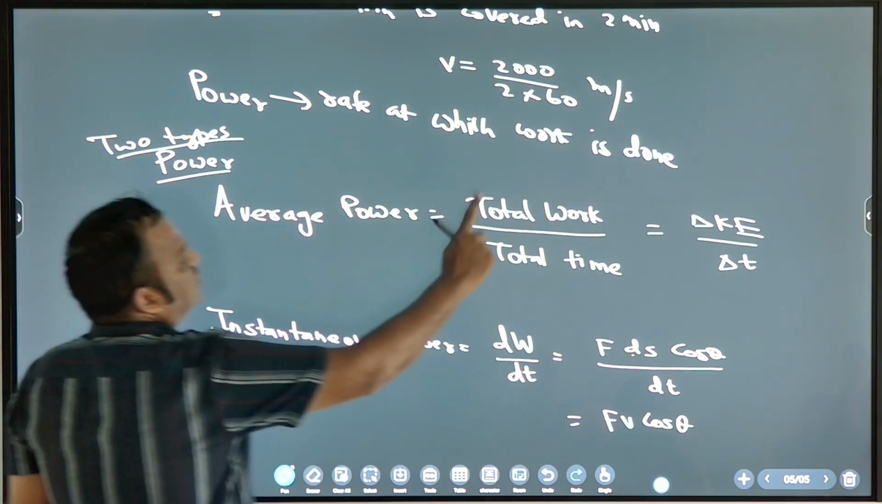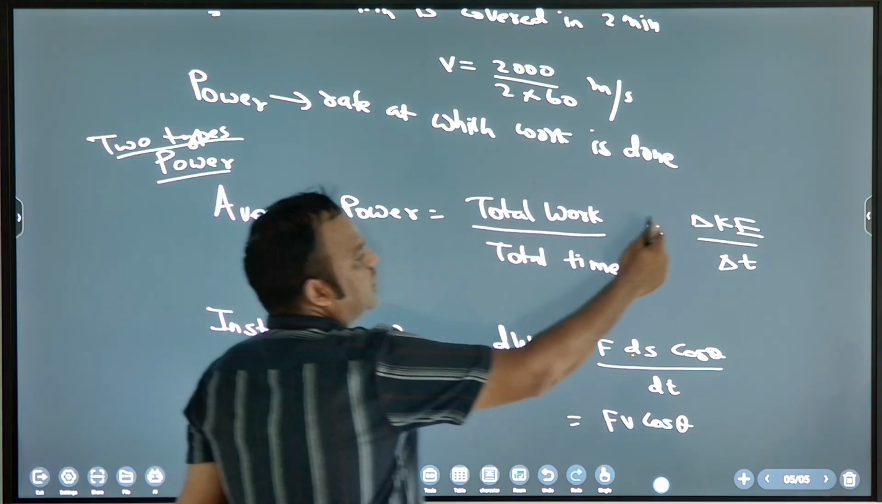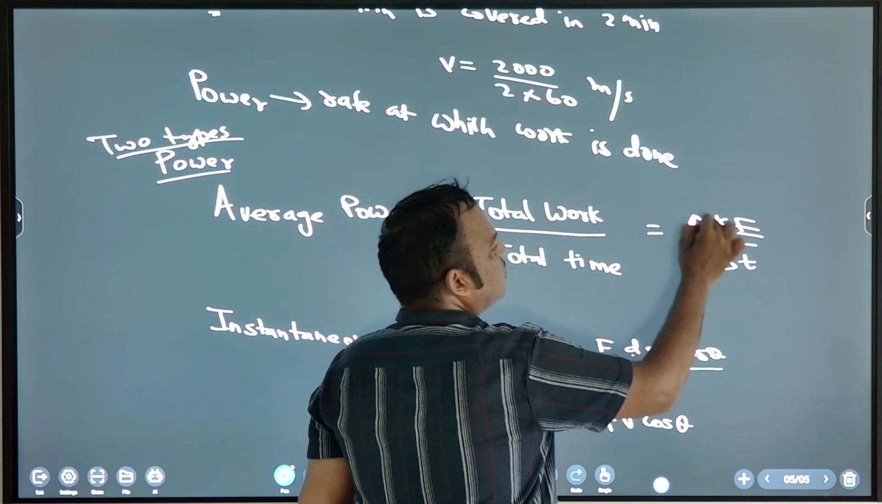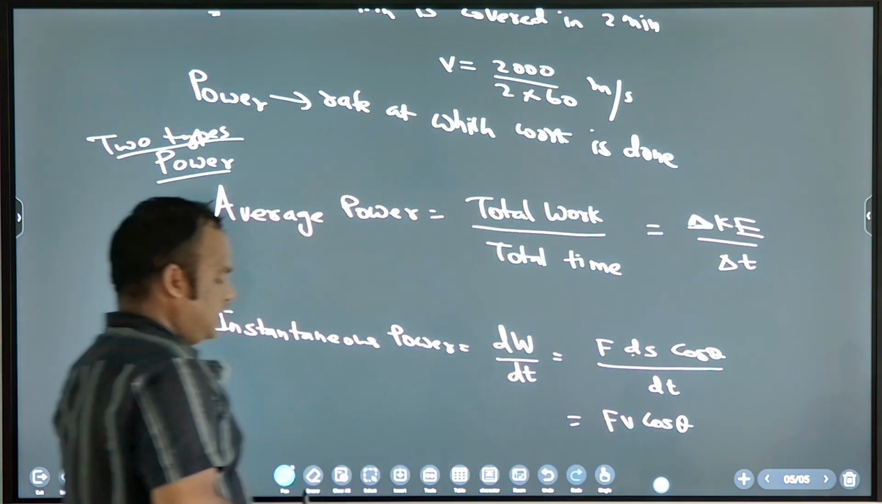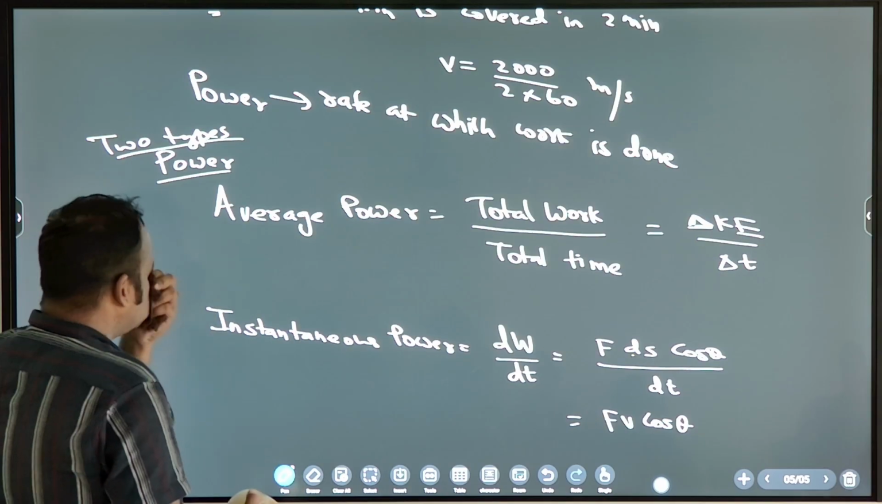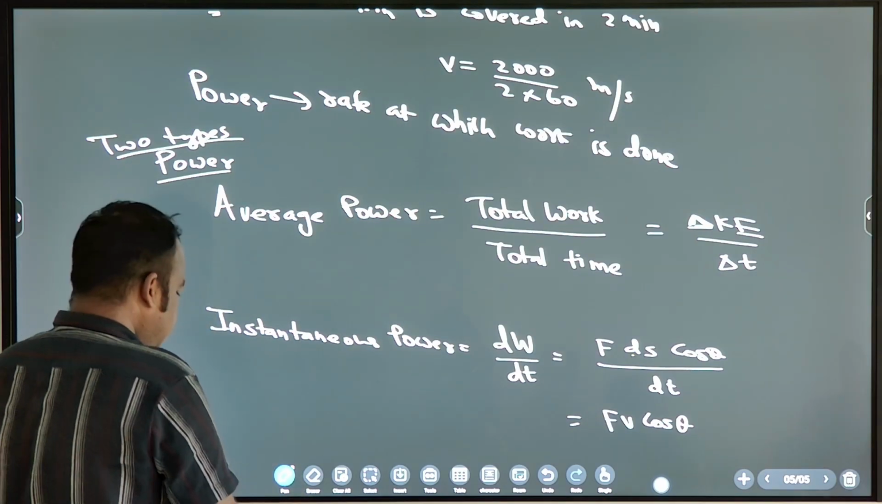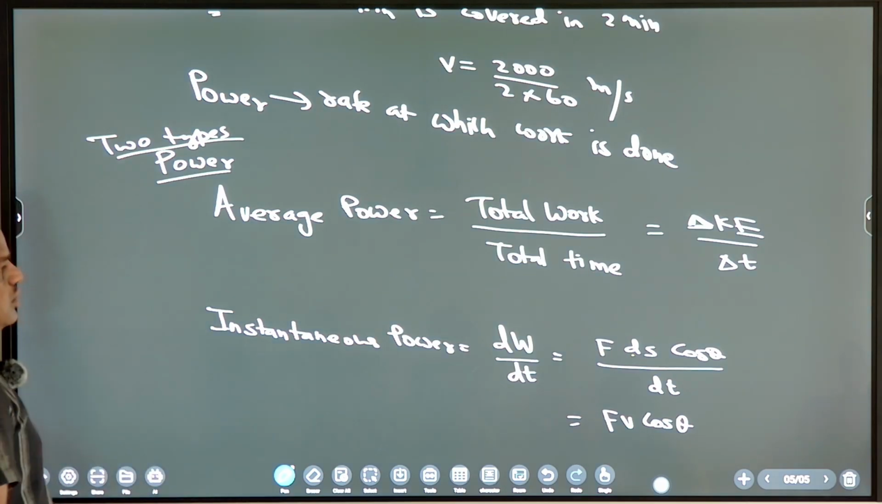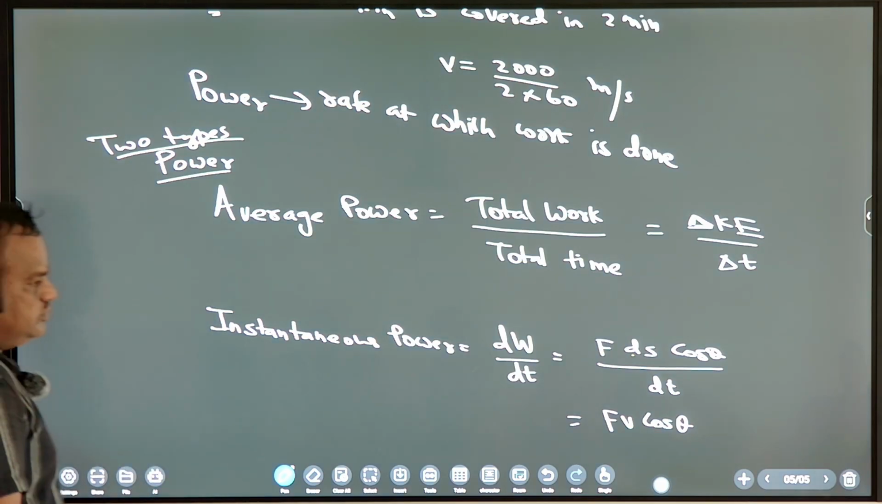Average power is total work done by total time. Total work done is the total change in kinetic energy. Good. So remember this: two types of power.